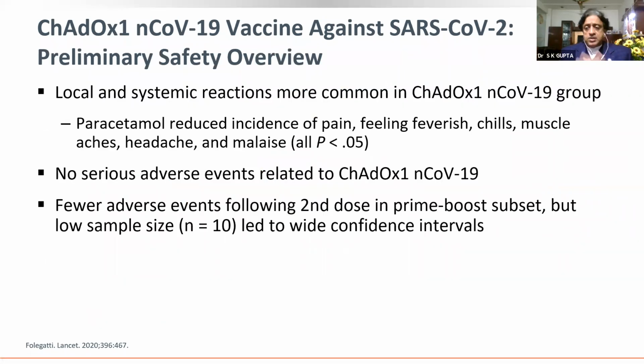So, what does this data indicate? This data indicates that the Shadox vaccine or the AstraZeneca vaccine is a fairly safe vaccine. There is no issue about the safety of this vaccine. There have been some local reactions, but no serious adverse events related to the vaccine.